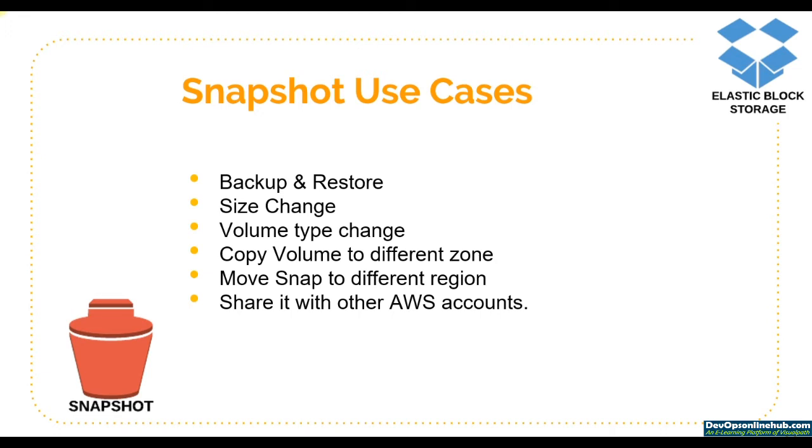We can change the size of a volume when we are creating a volume from the snapshot. We can change the volume type. Sometimes you need to go from general purpose to provisioned IOPS if you're running a database and it's still running slow. So you need to increase the hard disk speed, then you can go for provisioned IOPS. And it can also be used to copy the data of your EBS volume, or copy the EBS volume to a different zone. So you take the snapshot, and while creating the volume you select a different zone.